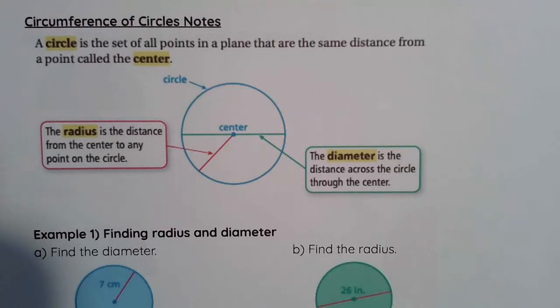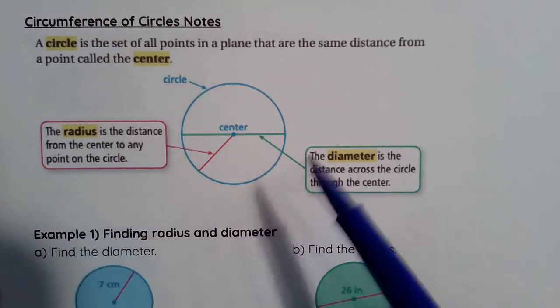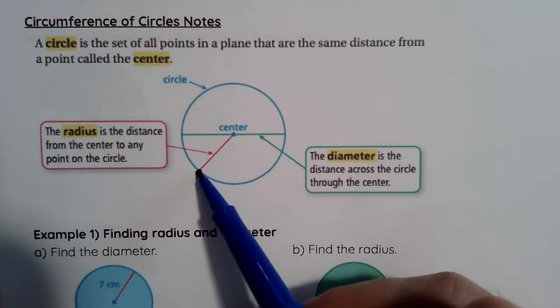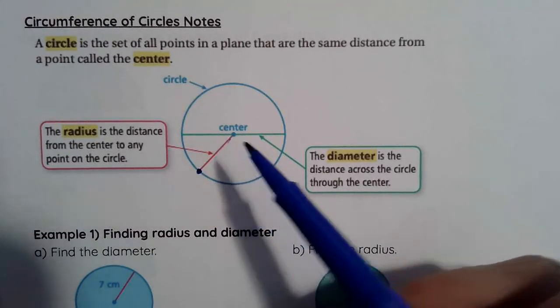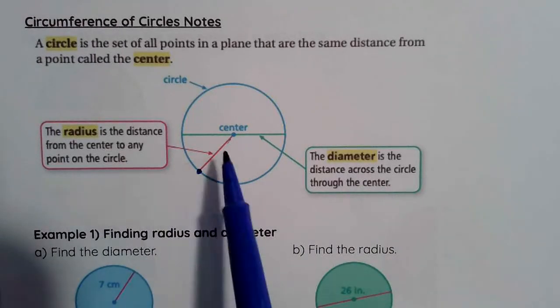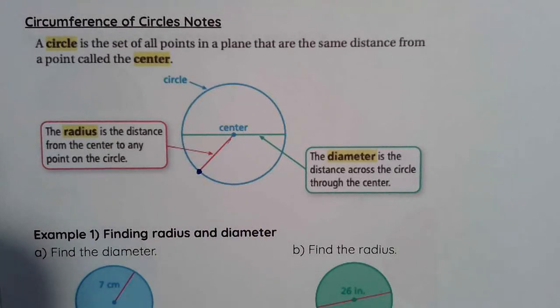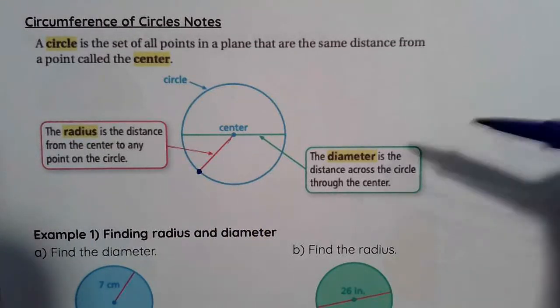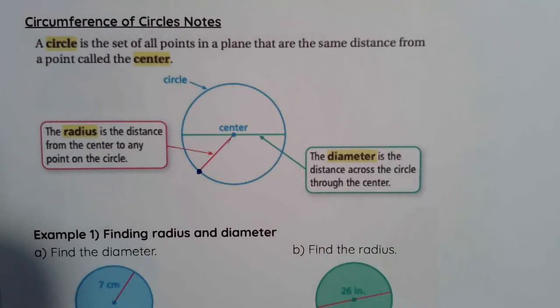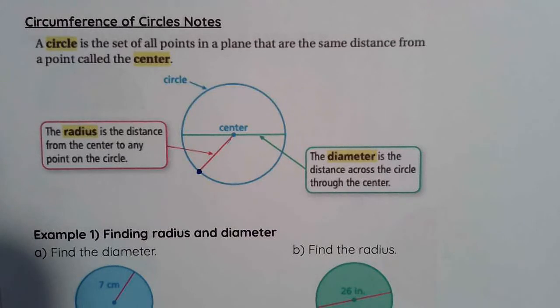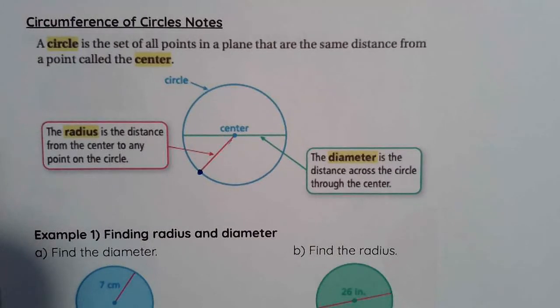That distance from the center is called the radius. So the radius is the distance from the center to any point on the circle. If I go from this center to here, that would be the same distance, and that is also the radius. The diameter is the distance across the circle through the center. That distance is referred to as the diameter.